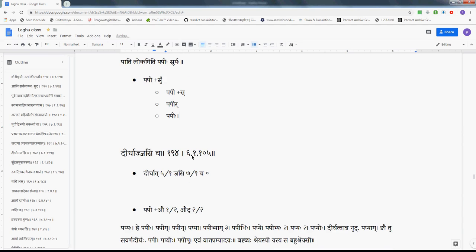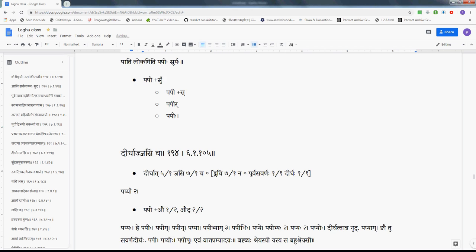So Jasicha, but it has an anuvritti of what? It has anuvritti of Ichi. Jasicha, Ichi, and Na. Na what? Na Purva Savarna Dirgha. Purva Savarna, and Dirgha is also an anuvritti there. So these are the anuvrittis. What is happening is that the dirghatvam is denied. Purva savarna dirgha, purva savarna and dirgha are in samana adhikaran, na bhavati ichi cha.